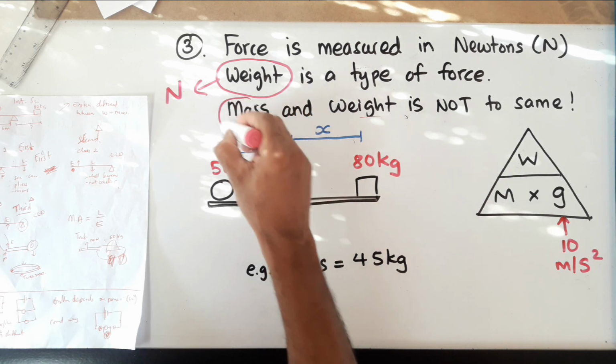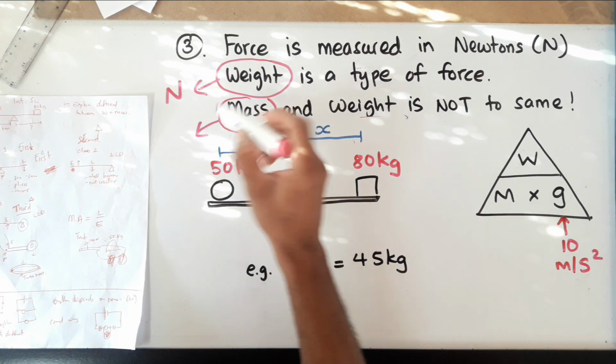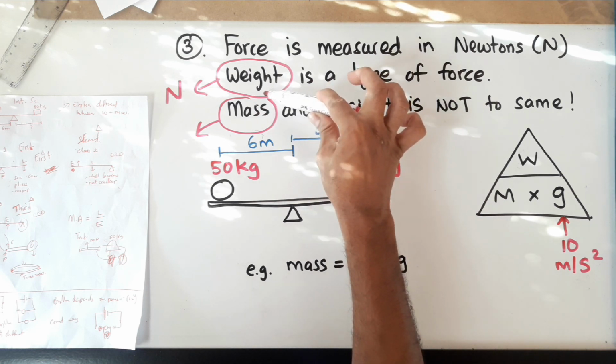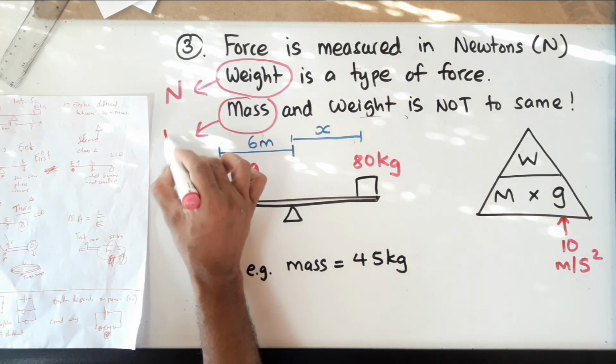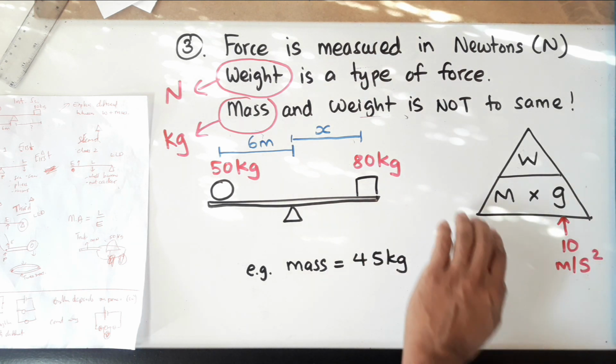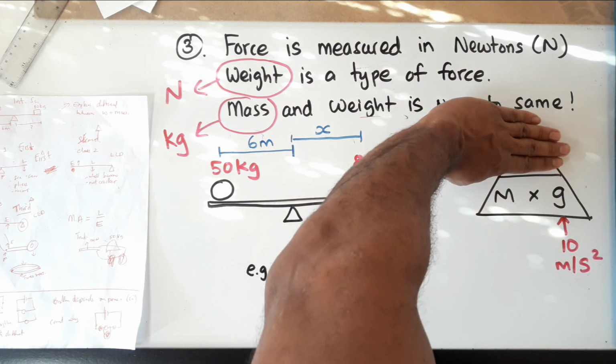Mass, on the other hand, is completely different. Mass is not weight and hence not a force. Mass is to be measured in kilograms. And here's the formula that relates mass and weight. Weight, you just block the item you want.